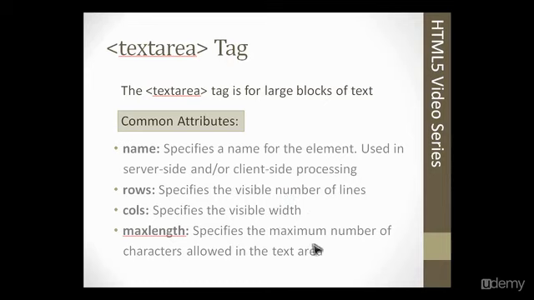the number of vertical columns. Now we have the maxlength attribute, which would specify the maximum number of characters allowed in the text area. This is just like the max attribute for the input tag that we just talked about. So those are the basic attributes for the text area tag.